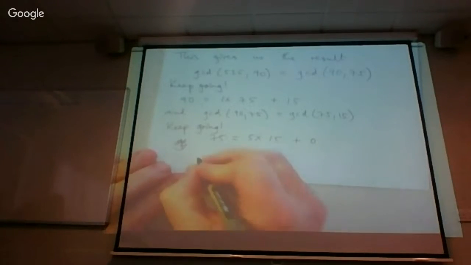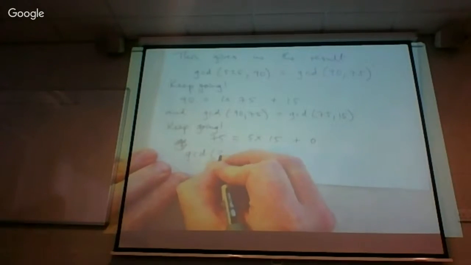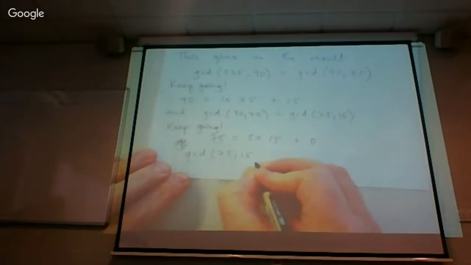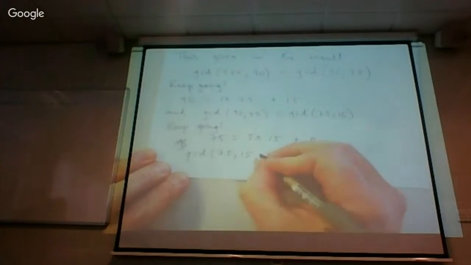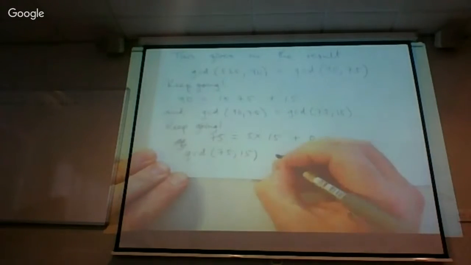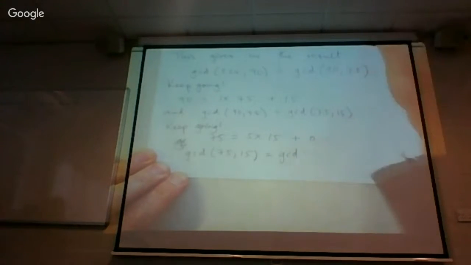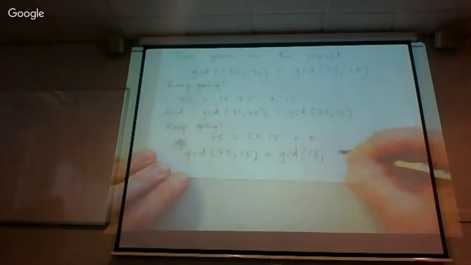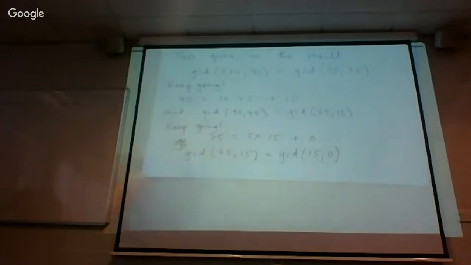So what do we say? We say the greatest common divisor of 75 and 15, which is equivalent to our original problem, because it's equal to this, and that's equal to that. The exact same analysis applies. It's equal to the greatest common divisor of 15 and 0. Now somebody tell me what that is equal to.